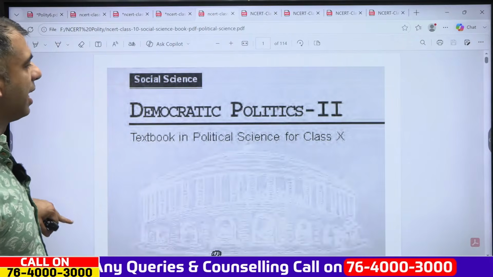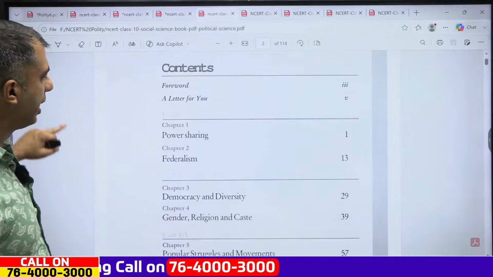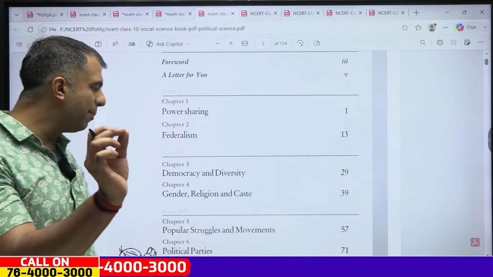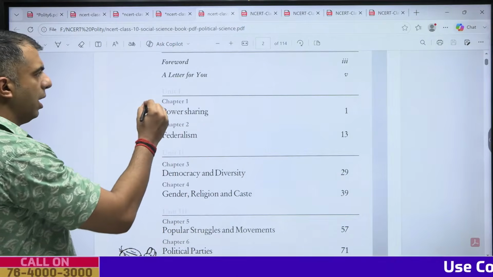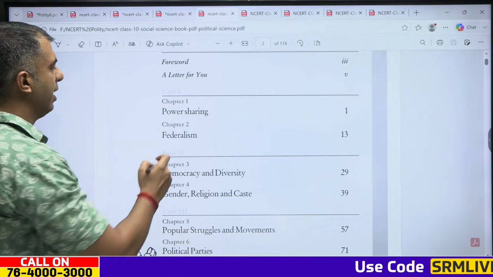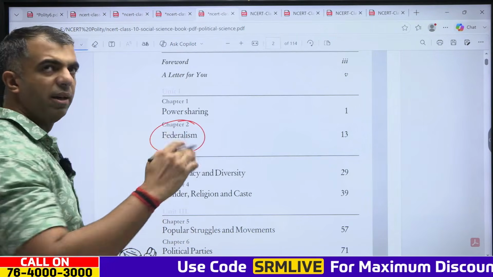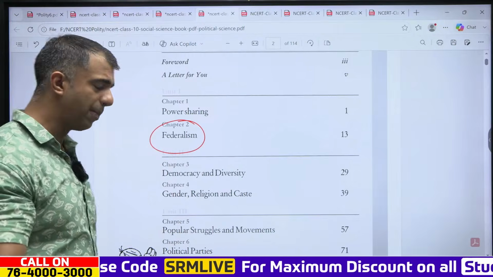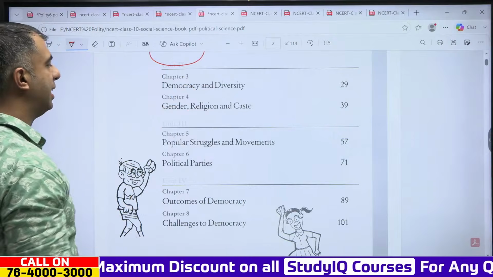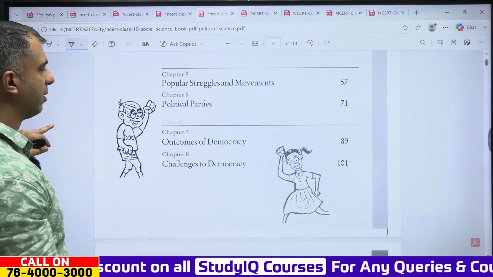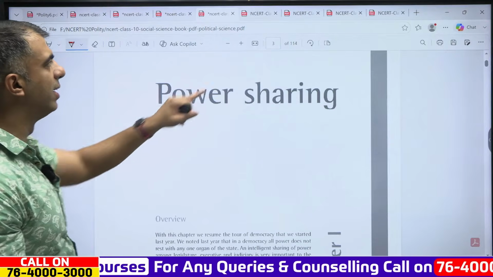Now the next, class 10th NCERT. When we go through the class 10th NCERT, there are only limited concepts which have been part of it. Concepts like power sharing and federalism have been very nicely covered in a few NCERTs. I'll keep highlighting it. Then democracy and diversity, gender, religion and caste, popular struggles and movements, outcomes of democracy, and challenges to democracy. Everything has been covered in this.